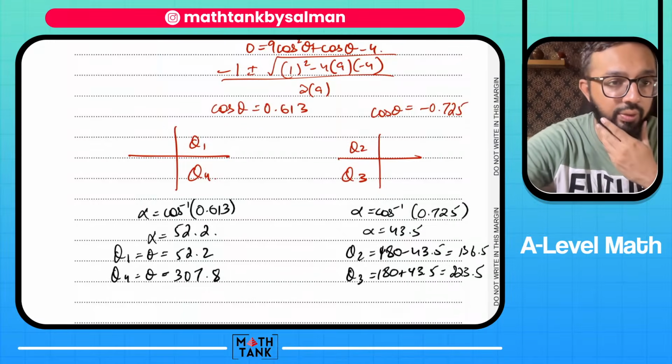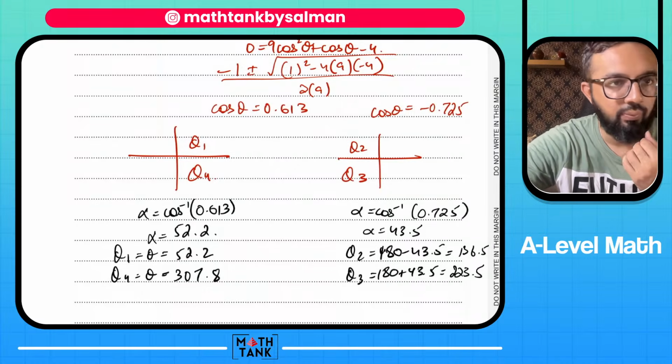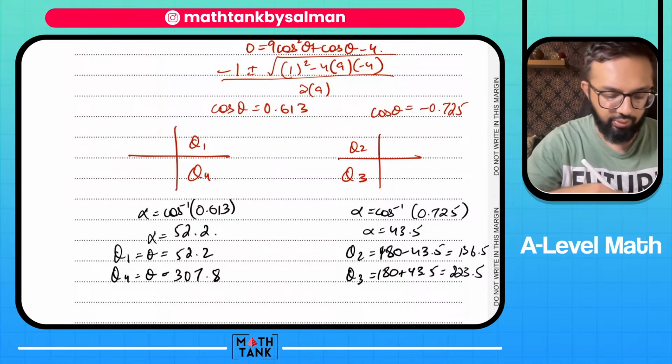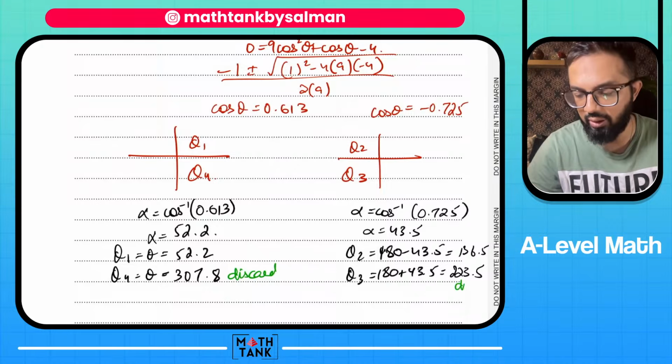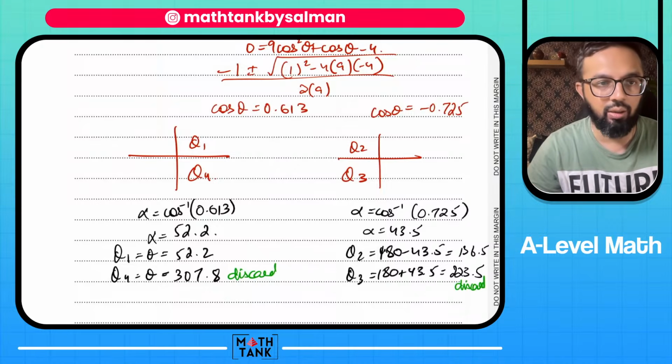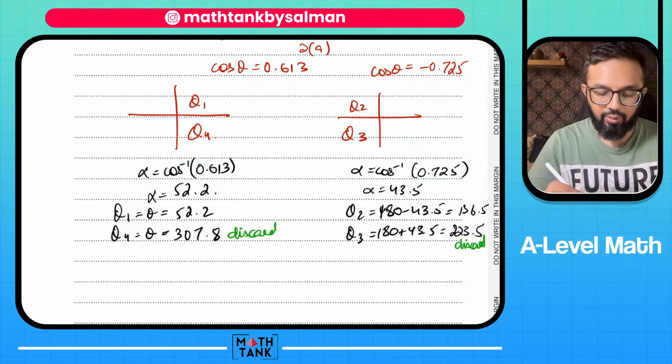the negative quadrants using these as well. So what I'm going to do is, I know that these 2 answers have to be discarded, this one has to be discarded, and this one has to be discarded. But the easy way of doing the negative range is to just take your positive answers and subtract 360 from them.